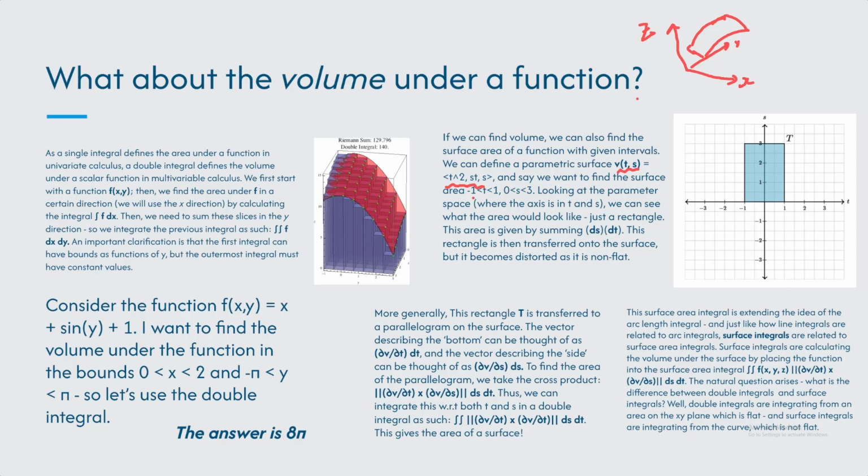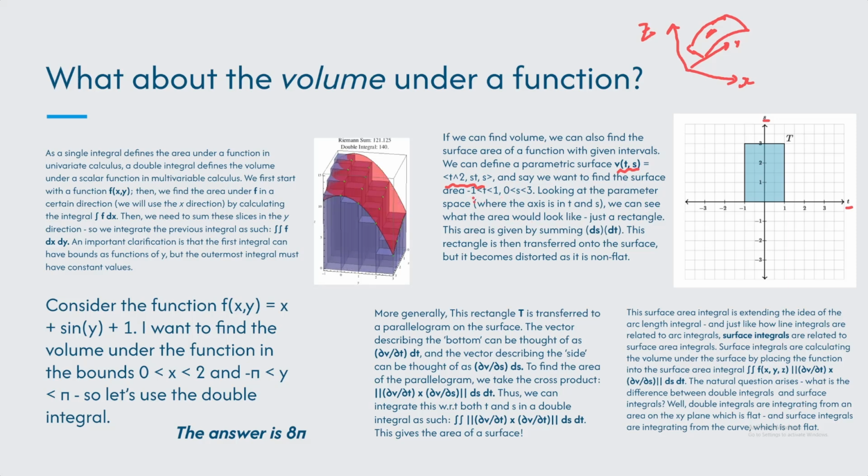The problem here is that trying to find the surface area of something curved is going to be a little bit difficult. But we know how to find the surface area of something that is flat. So that's going to be our trick here. We're going to look at the parameter space, where the axes are not x and y, where x is a function of t and s and y is a function of t and s. It's just going to be t and s itself. In such a place, we can see what the area would look like.